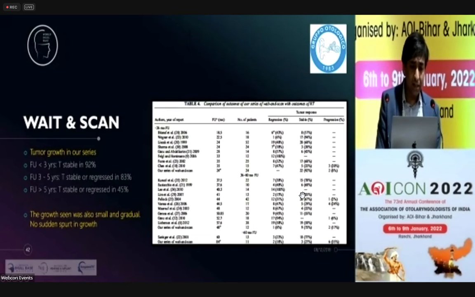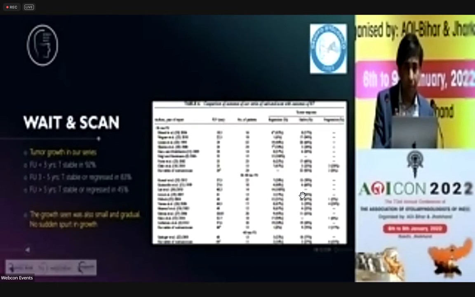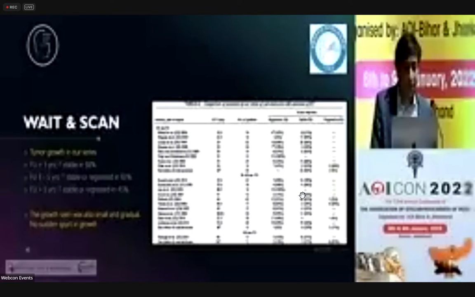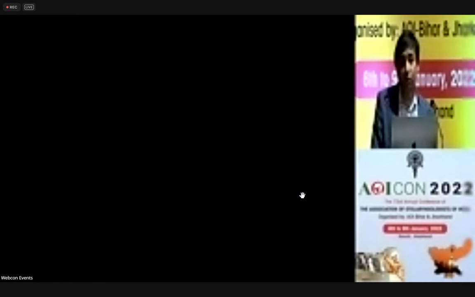So what are the results of wait and scan? One of the papers I wrote in the group. When we followed up patients, a good number of 40, 50 patients, in 3 years there was tumor stability in 92%, which means in 92% of the cases there was practically no increase in tumor size for 3 years. Between 3 and 5 years, there was some amount of tumor growth, and stability came down from 92% to 83%, and beyond 5 years, up to about half the number of patients. So it clearly goes to show that there's no need to hurry.